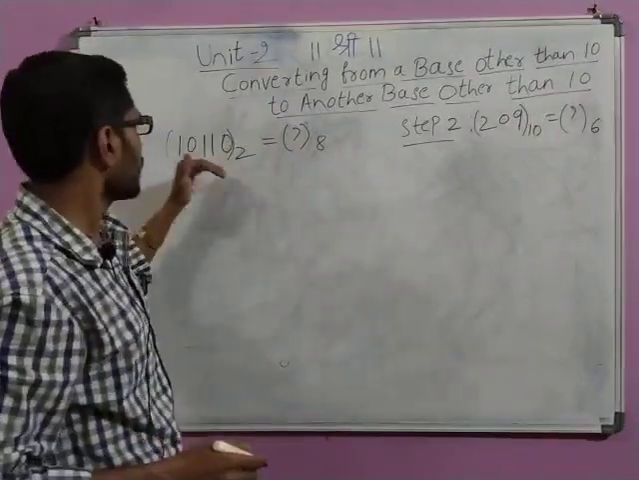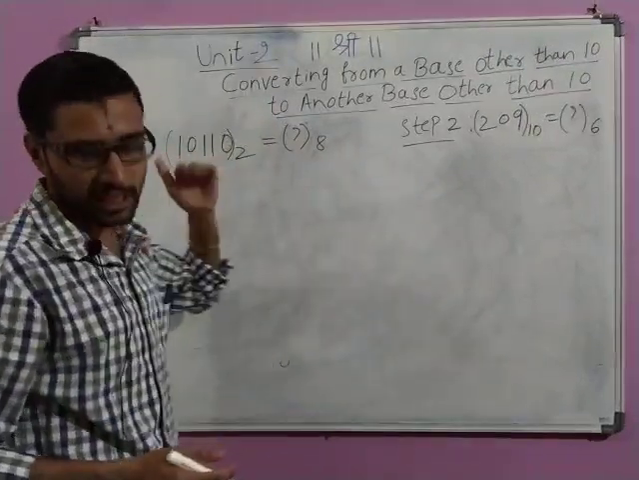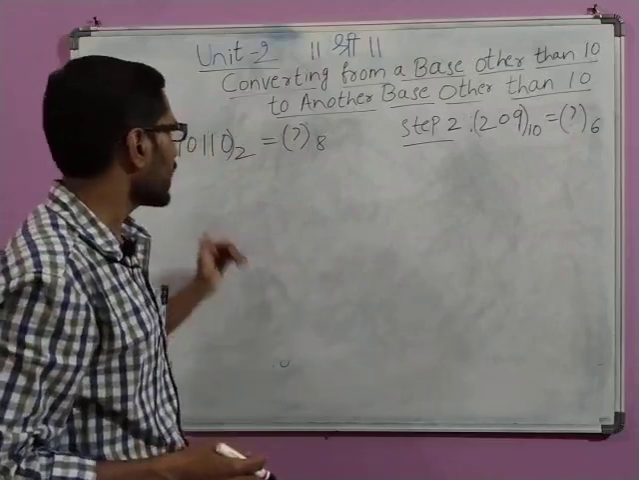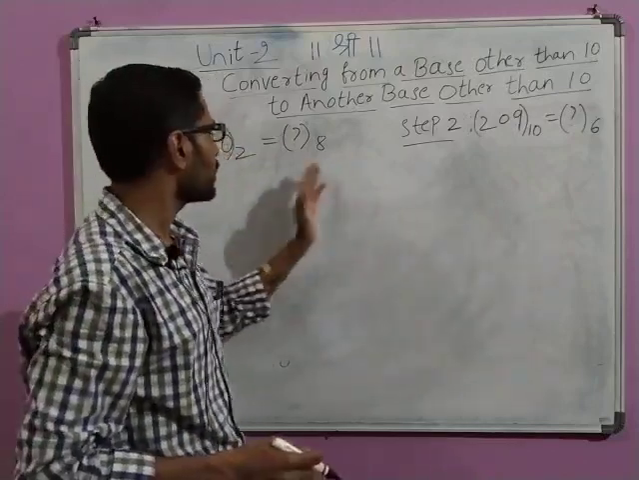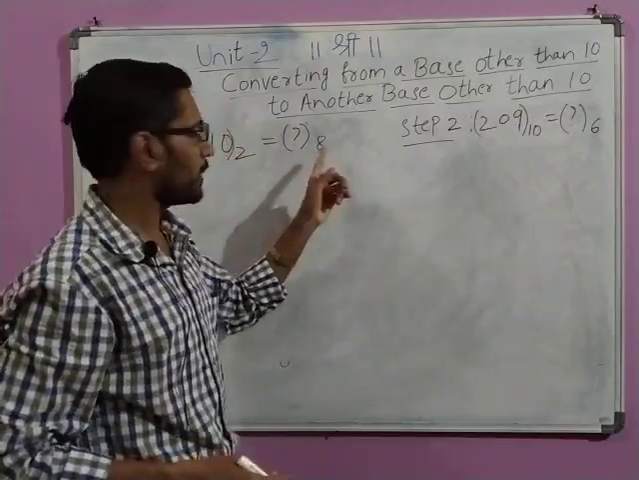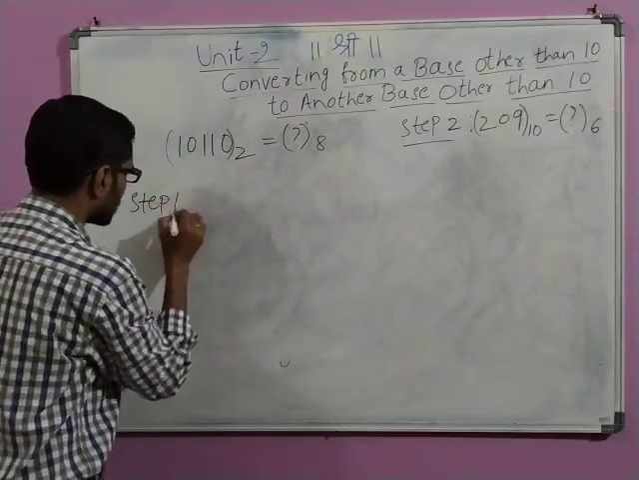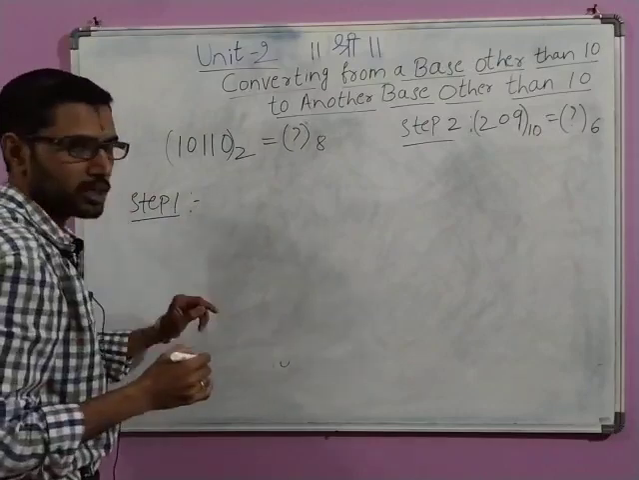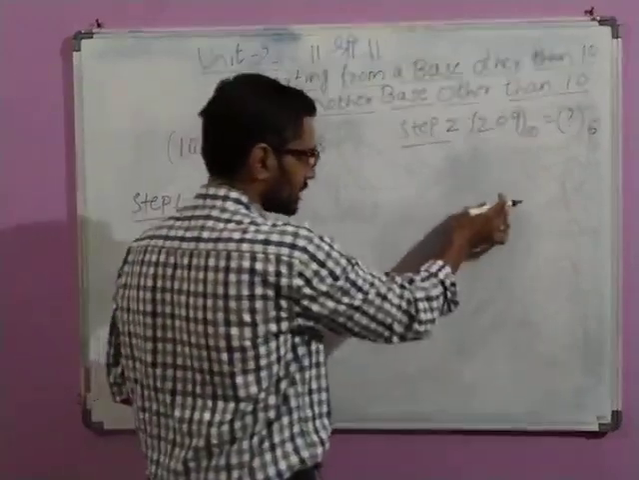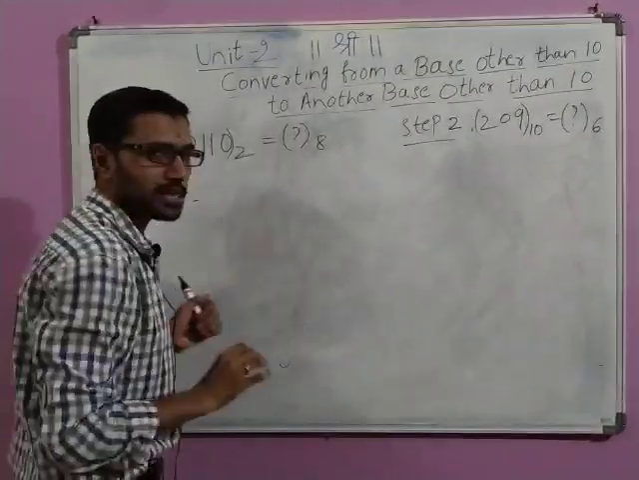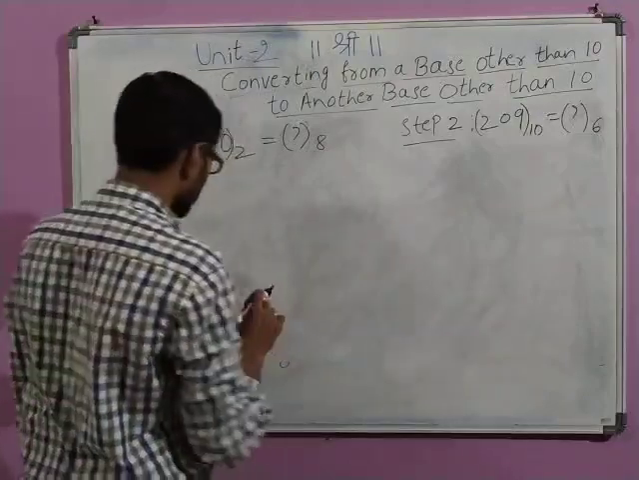Now what you need to do? Take this binary number and convert it to decimal first, and take the decimal number whatever you get and try to convert it to the base 8. So step 1 remains the same. Please write the steps, because even if you don't get the correct results, if the first step is correct, you may get 2 marks.